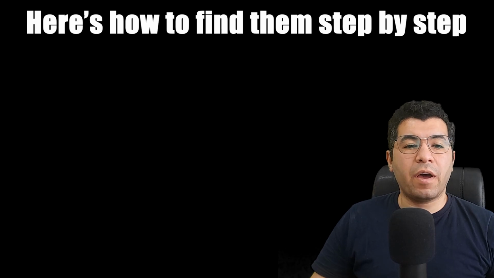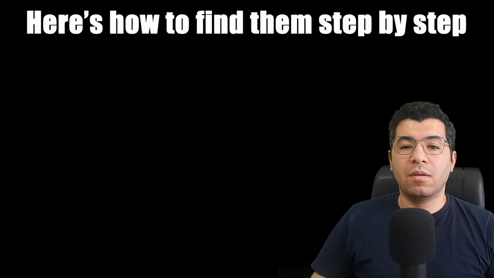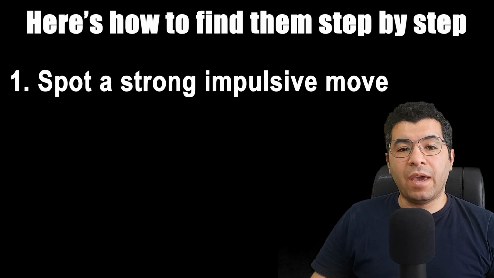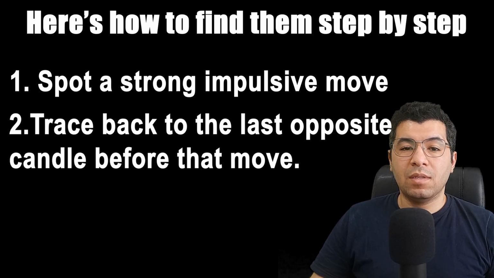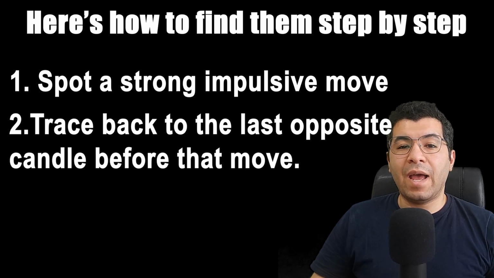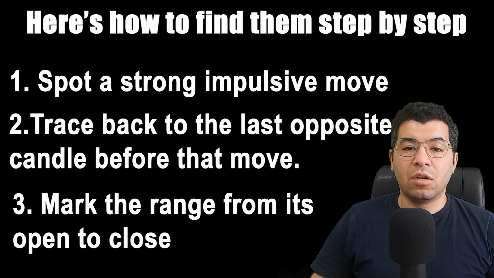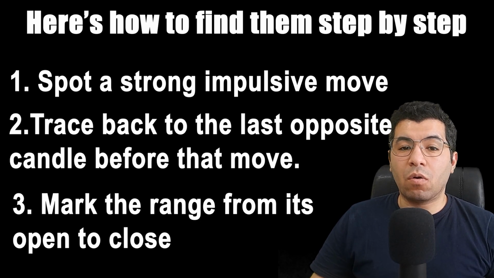Here's how to find them step by step. First, spot a strong impulsive move, a big candle with momentum. Second, track back to the last opposite candle before that move. Third, mark the range from its open to close or from high to low, and that's your order block.